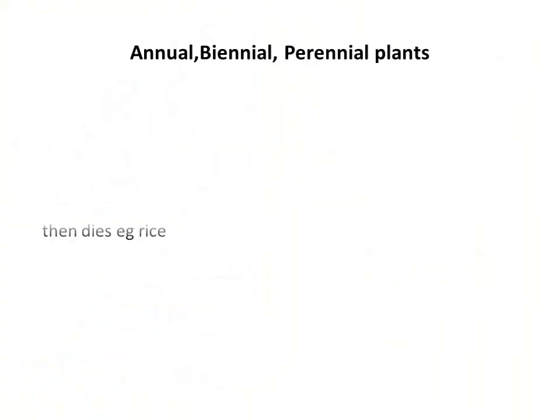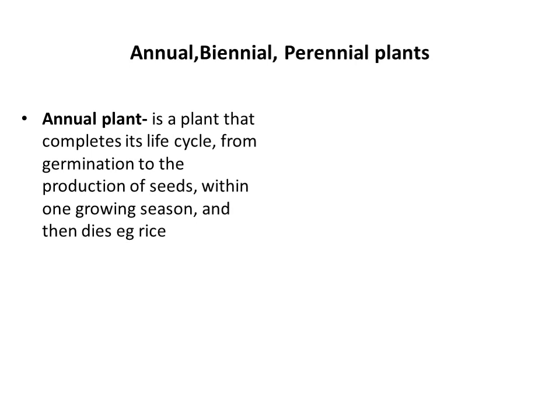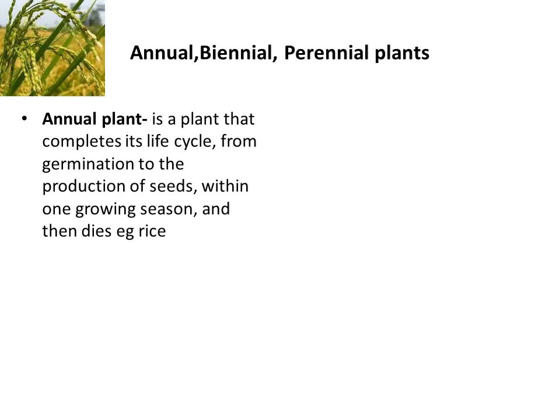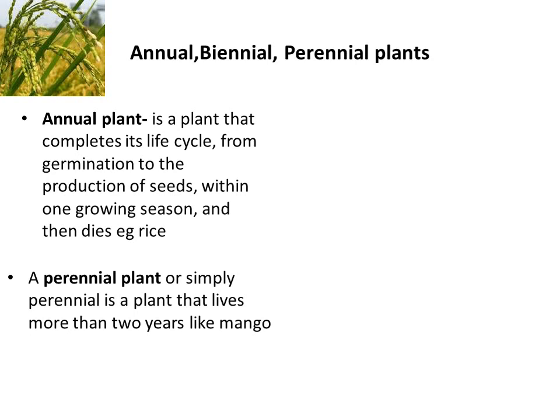Annual, biennial, perennial plants. Annual plant is a plant that completes its life cycle from germination to the production of seeds within one growing season and then dies. For example, rice. A perennial plant or simply perennial is a plant that lives more than 2 years, like mango.